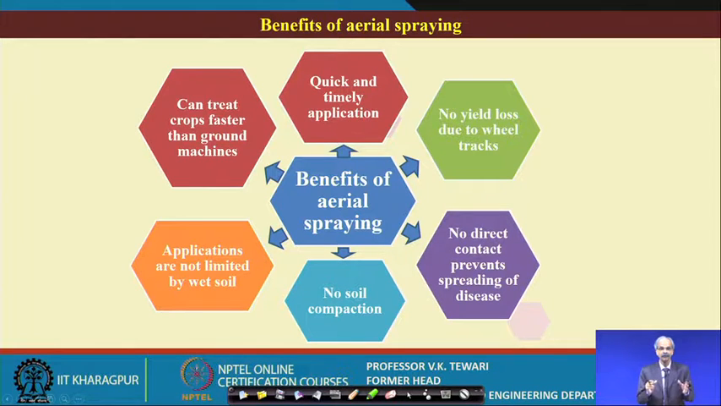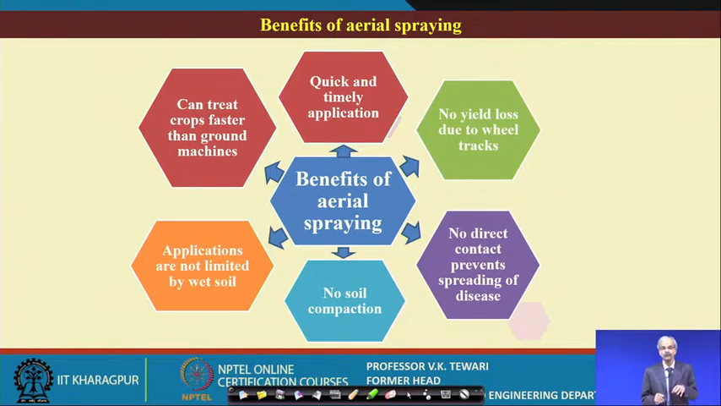The various benefits of this aerial spraying, we have just jotted down here. You can see that it can treat crops faster than ground machines. Then quick and timely application is possible. No yield loss due to wheel tracks. Then no direct contact prevents spreading of disease, because these are all aerial.